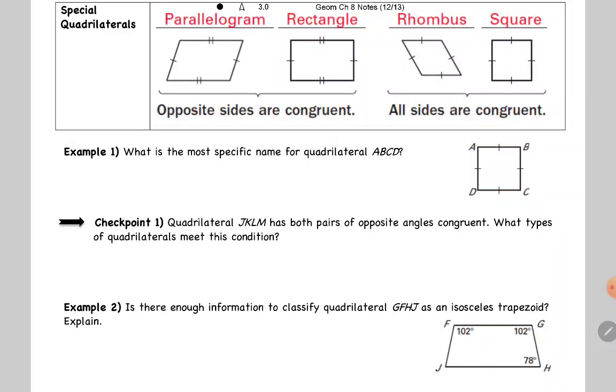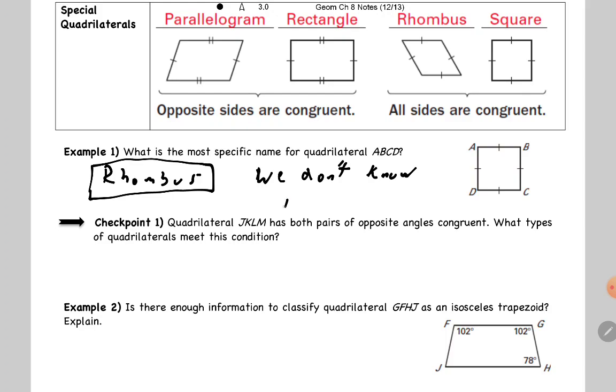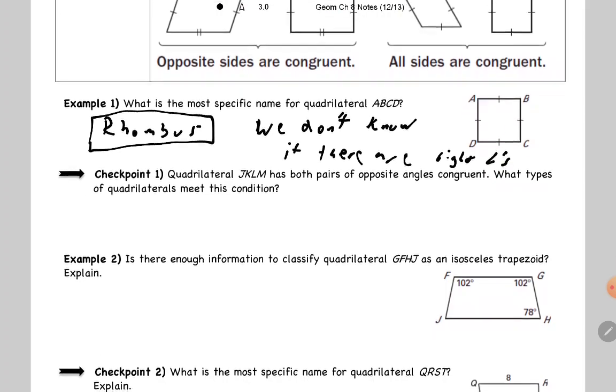So we know that all four sides are congruent, but we don't know if all the opposite sides are parallel or if they have right angles. So this is just a rhombus. It looks like a square, but we don't know if it's a square because we don't know if there are any right angles. I mean, they look like right angles, and they probably are, but we can't assume that from the picture.